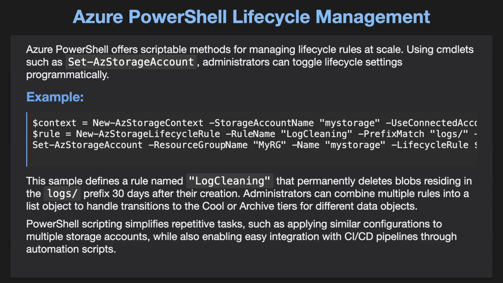Azure PowerShell offers scriptable methods for managing lifecycle rules at scale. By using cmdlets, such as Set-AzStorageAccountManagementPolicy, administrators can toggle lifecycle settings programmatically. For example, in PowerShell: $context = New-AzStorageContext -StorageAccountName myStorage -UseConnectedAccount; $rule = New-AzStorageLifecycleRule -RuleName logCleaning -PrefixMatch log/ -DeleteAfterDays 30; Set-AzStorageAccountManagementPolicy -ResourceGroupName myRG -Name myStorage -Rule $rule.